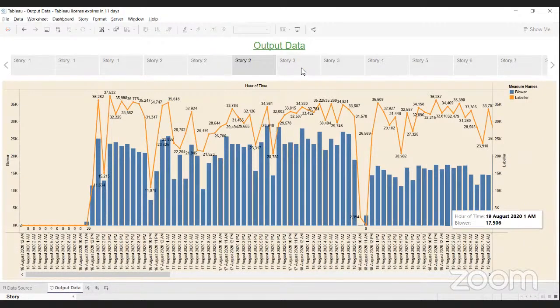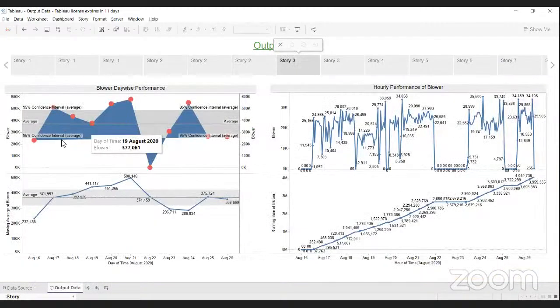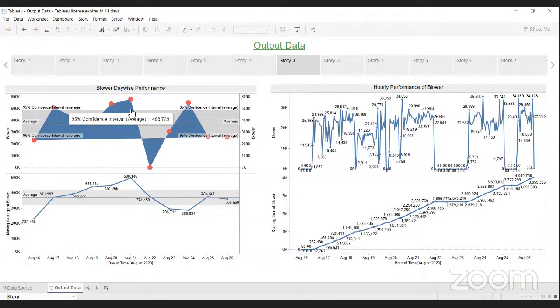So for the first story we considered the SPC approach, and then there is one more story we have created where you can have a reference band, which is the average, and then we have considered confidence intervals with 95% confidence level. Anything which is not within the 95% confidence interval is where you will see the problematic areas. These are all the data points, but whatever you see above the 95% band is where you will see a problem with the blower performance.